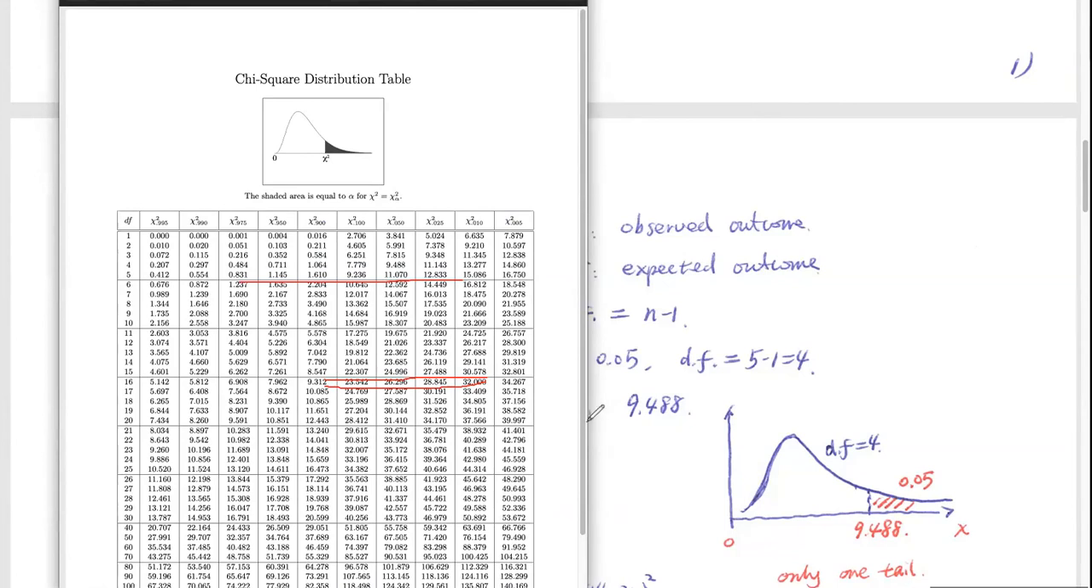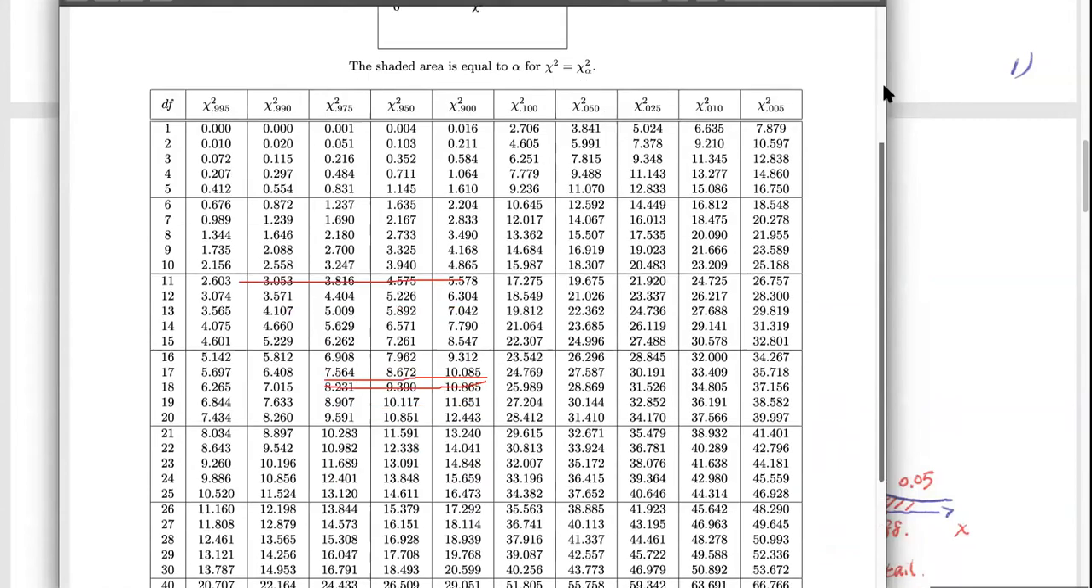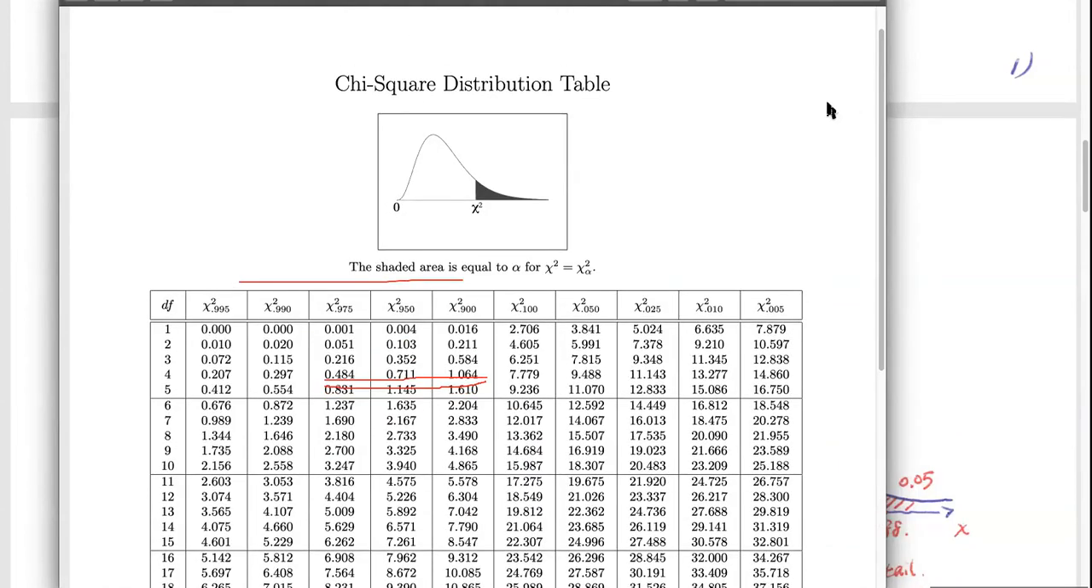Since we don't have the in-class exam, you will have to print it out and bring it to class. You will need to use this chi-square table for some homework questions and for the final questions. We mentioned earlier that it's a bell-shaped curve. It's not symmetric. You only take the positive value here.